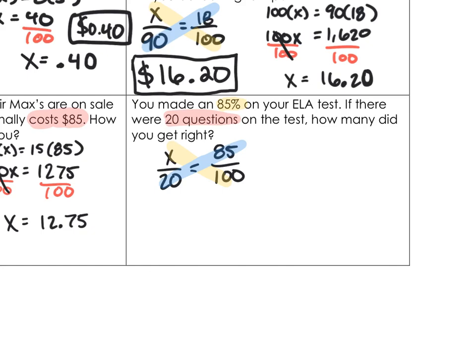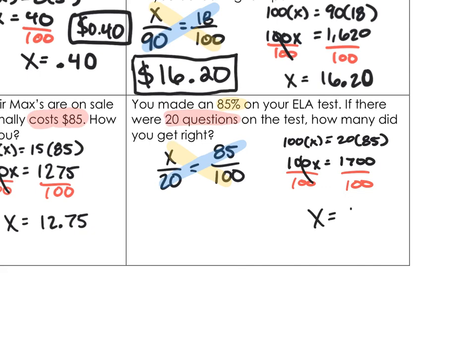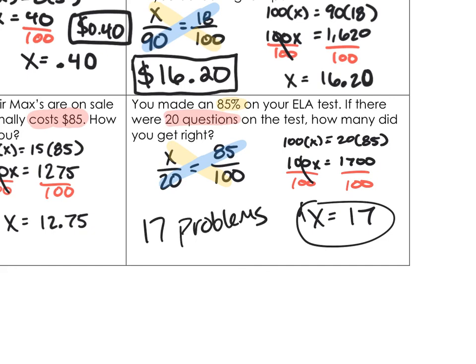Cross multiply. So you would end up getting 100 times x equals 20 times 85. 100x is equal to 20 times 85 is 1700. Divide them both by 100, and you get x is equal to 17. Okay? So, what that means is you got 17 problems correct.